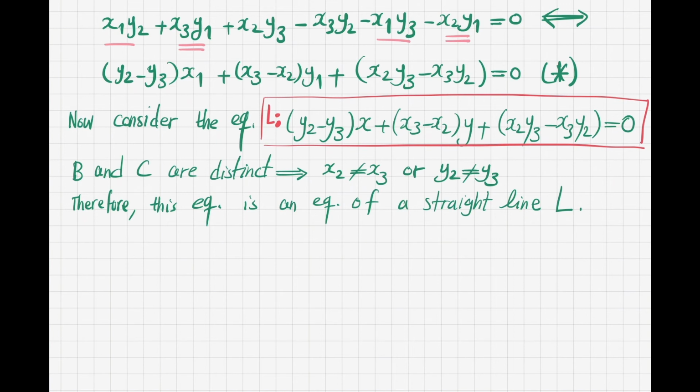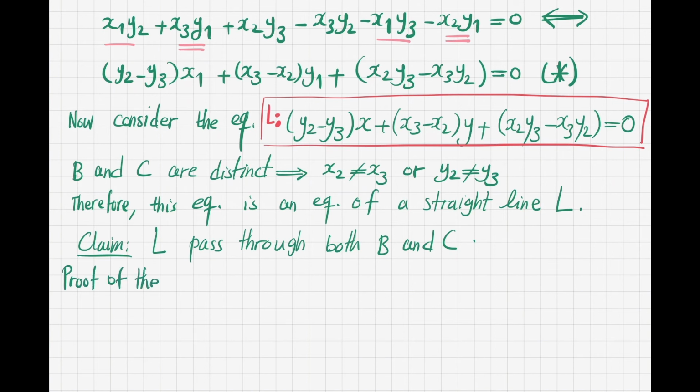Okay? So our claim is that L passes through both B and C. Okay, how do we prove the claim? How can I prove this claim? I want to show that this line L passes through point B. It means that the coordinates of the point B should satisfy the equation.